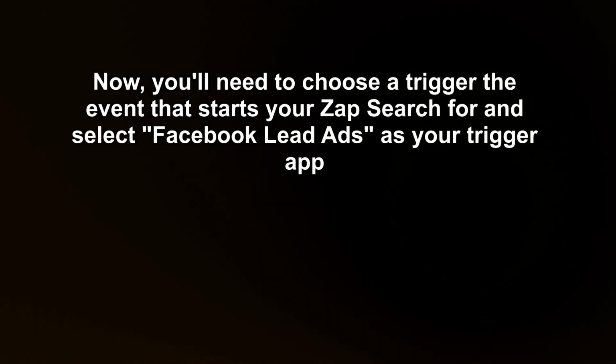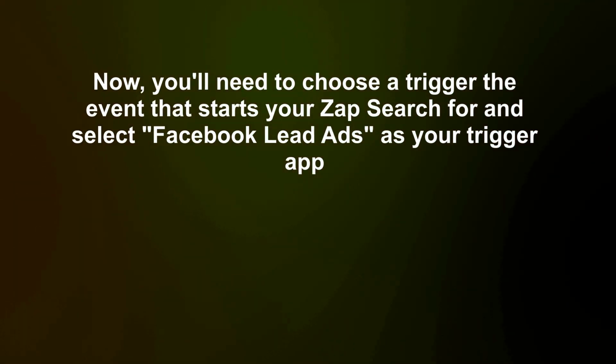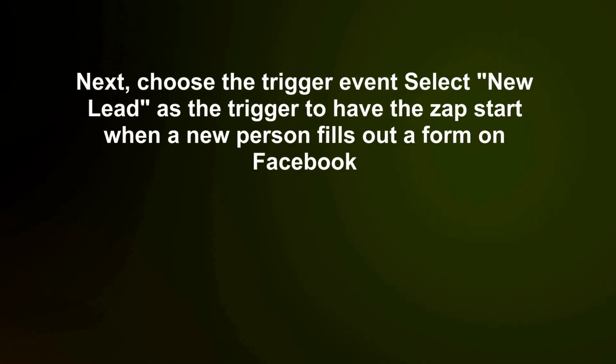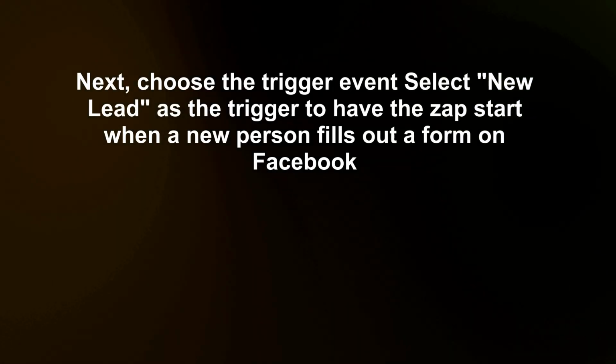Now, you'll need to choose a trigger, the event that starts your Zap. Search for and select Facebook Lead Ads as your trigger app. Next, choose the trigger event. Select New Lead as the trigger to have the Zap start when a new person fills out a form on Facebook.